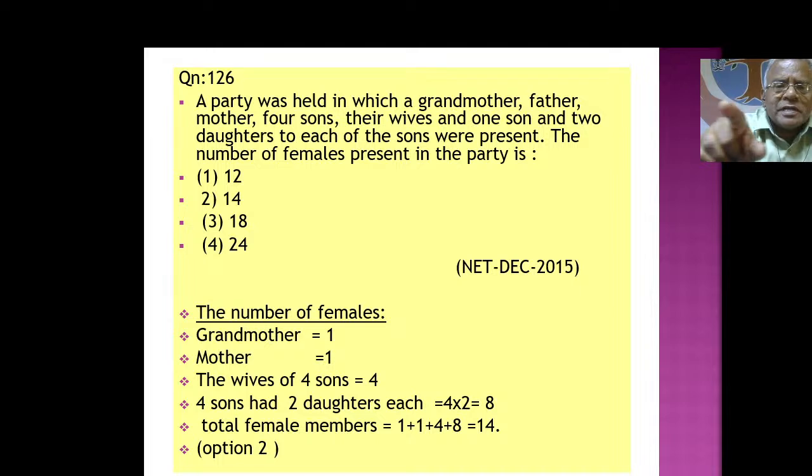Grandmother 1. Just see in the first sentence. Grandmother. Father, leave out. Father is a male. Then mother, right? Just put mother equal to 1. Then 4 sons, male, leave it. Their wives, the wives of the 4 sons, that is 4. 4 sons had 2 daughters each. So 4 into 2, 8 females. Total female members 1 plus 1 plus 4 plus 8, that is 14. So option 2 is the correct one. I hope you have understood this. In 2015 this has been asked.